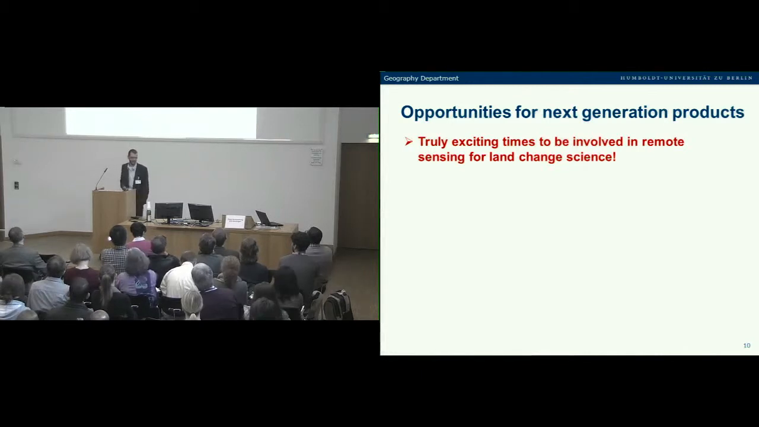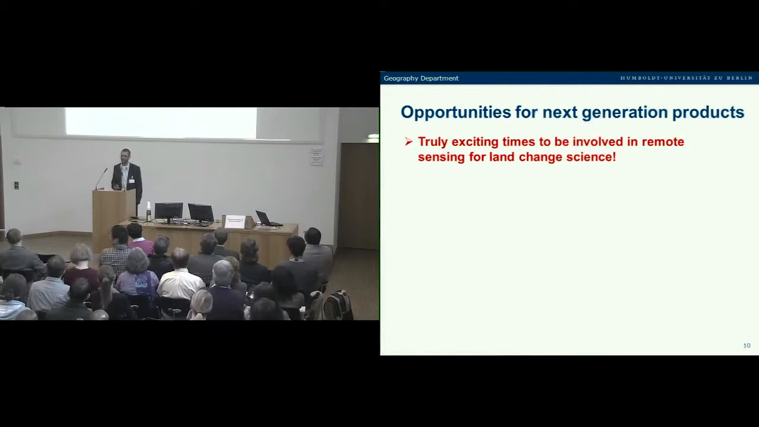I'm not really sure I can convey this enthusiasm well. I put it in red here, but it doesn't really help that much. Yeah, but I think every one of the keynote speakers made that point that it's truly exciting times in terms of satellite remote sensing for land change science applications, and I try to summarize the reasons for that.